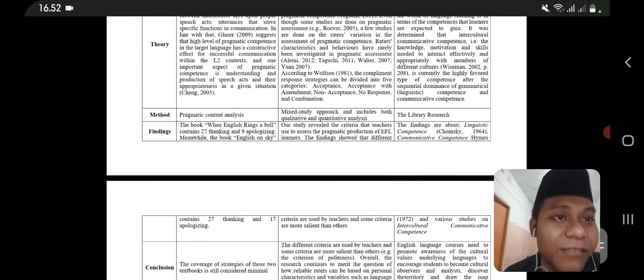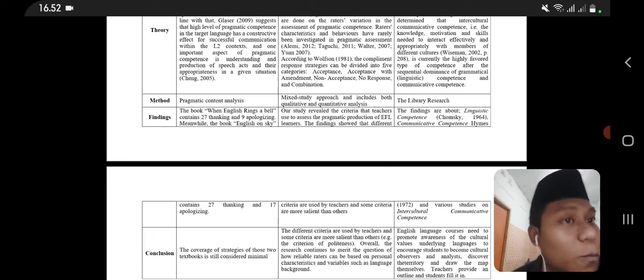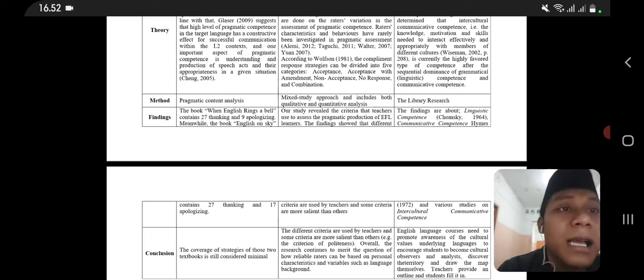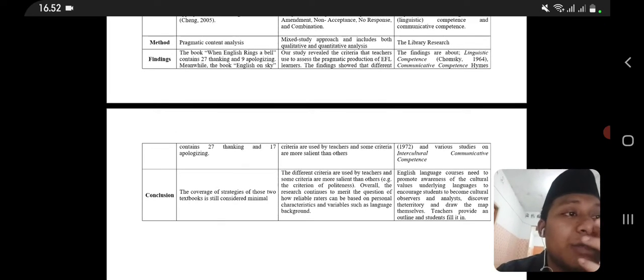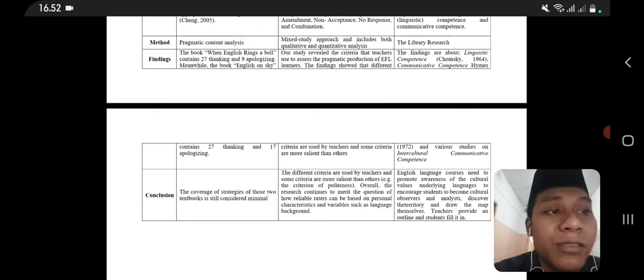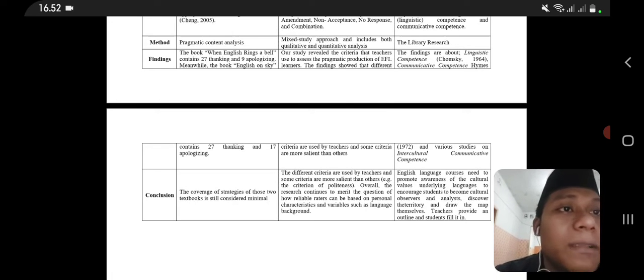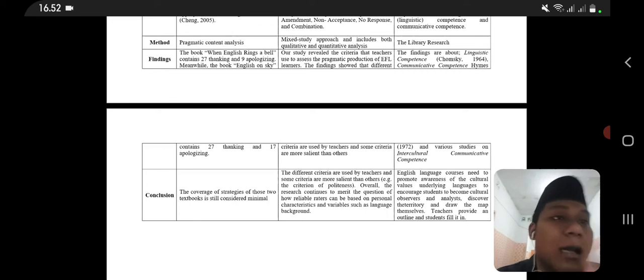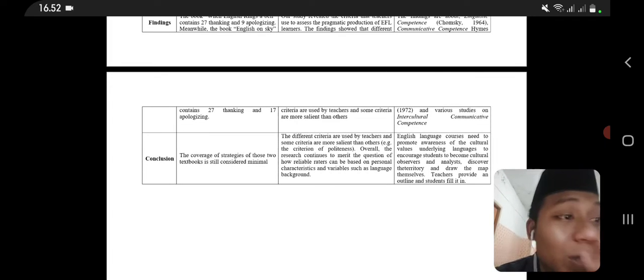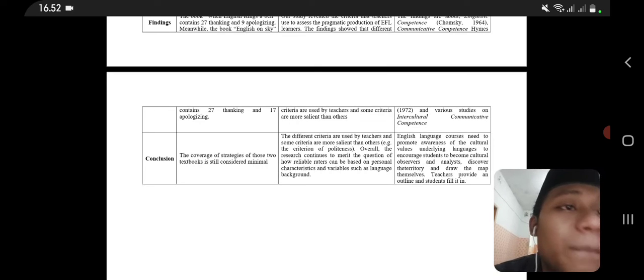And the findings are about linguistic competence, Chomsky 1964, communicative competence, Hymes 1972, and various studies on intercultural communicative competence. So the findings will tell you about some substantial points that the writer arranged for his study, for his journal. The first one is about linguistic competence, the second one is about communicative competence, and the last one is about intercultural communicative competence. So as I have told you, this journal will focus on communicative competence that is based on the intercultural.